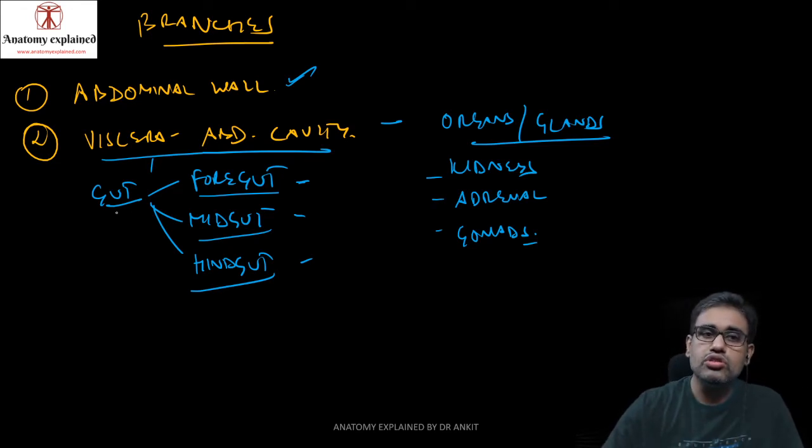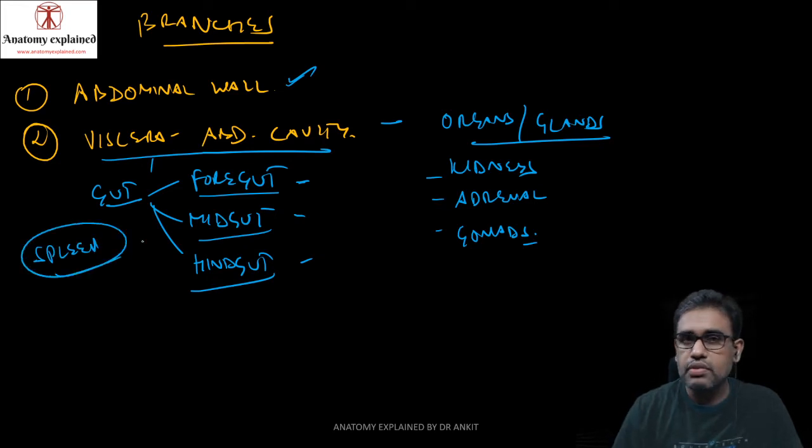Apart from that, it is also going to supply one more organ, that is the spleen, which is not a part of the gut but is very closely related to the gut. The spleen is closely related to the liver, with the splenic vein going into the liver as the portal vein. So the spleen also will be supplied by the abdominal aorta. Then the organs: the kidneys, the adrenals and the gonads.